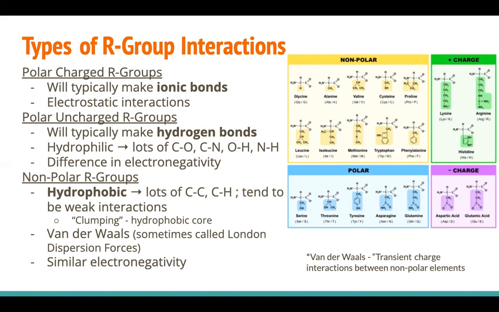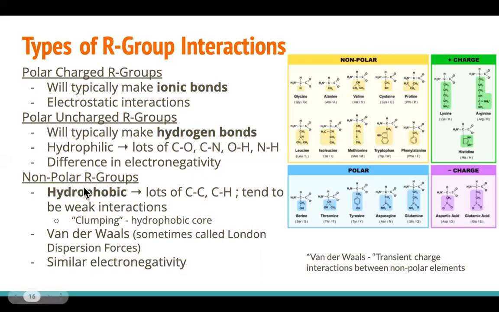For example, in a hydroxyl group, the oxygen is going to have a partially negative dipole on it. That allows it to interact with a partially positive dipole on a hydrogen of another R group. For example, on serine, the oxygen can create a hydrogen bond with the hydrogen on threonine.